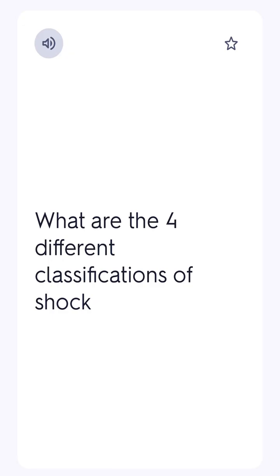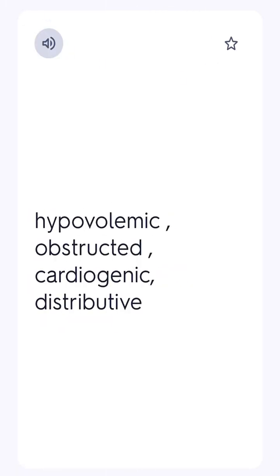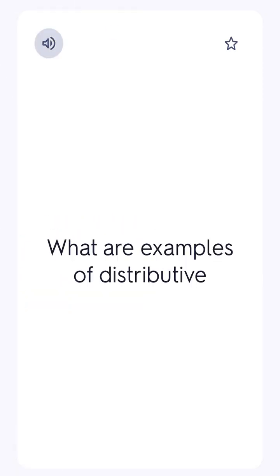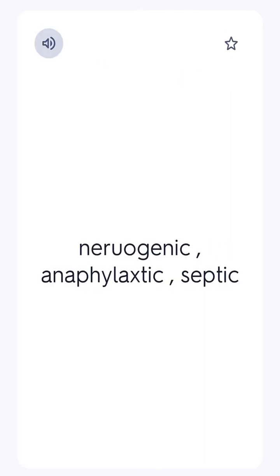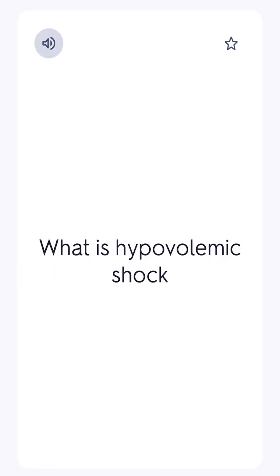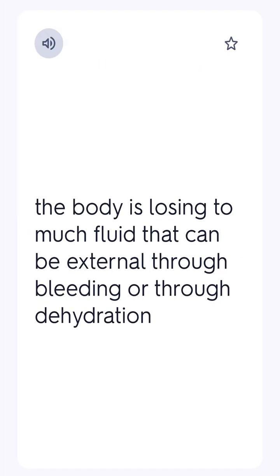What are the four different classifications of shock? Hypovolemic, obstructive, cardiogenic, distributive. What are examples of distributive? Neurogenic, anaphylactic, septic. What is hypovolemic shock? The body is losing too much fluid that can be external through bleeding or through dehydration.